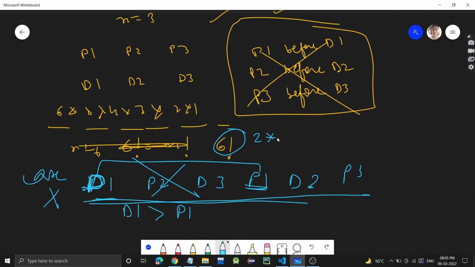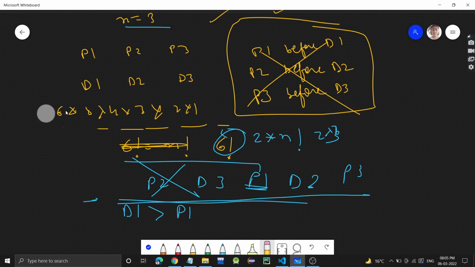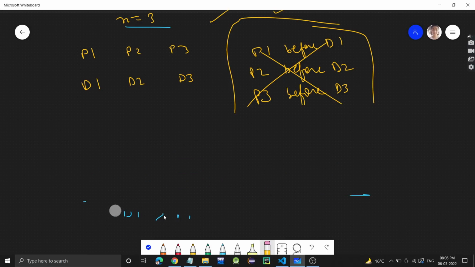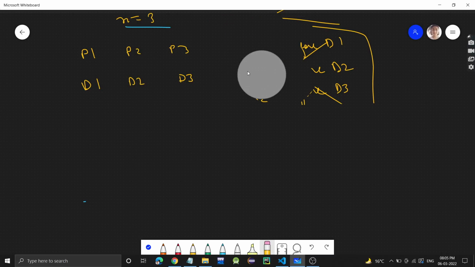That is 2 into n factorial, and 2 into n is 2 into 3, that is 6 factorial. This we cannot do. So now let's see how we can think of the approach. I'm erasing this. We understood that directly we cannot do 6 factorial to rearrange, because then this pickup delivery condition will not be satisfied, right? That is one case.